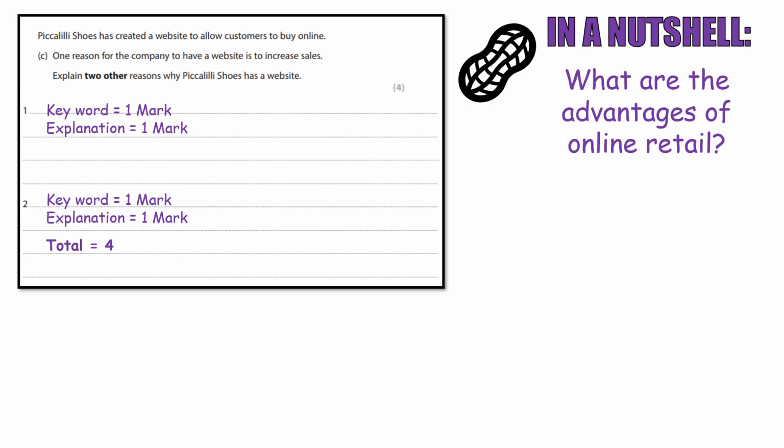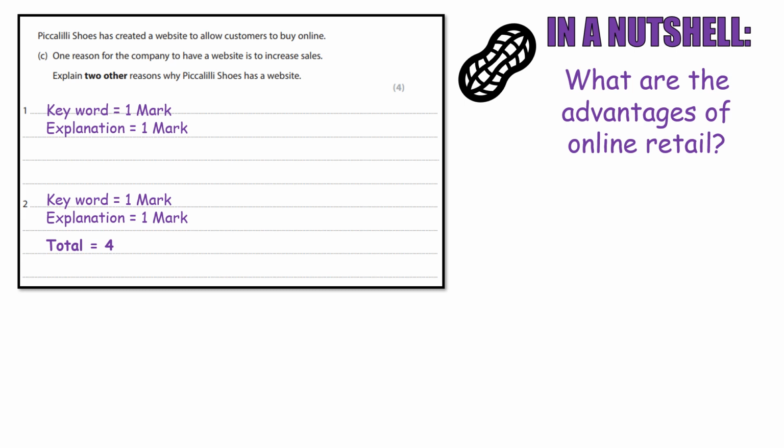For 3C, it says Piccadilly Shoes has created a website to allow customers to buy online. One reason for them to have the website is to increase sales. So other than increase sales, what other two reasons why might they have a website? So remember, for this scenario, previously they were just using their actual stores and telephone orders. So what could they now do that they couldn't previously if they have a website?